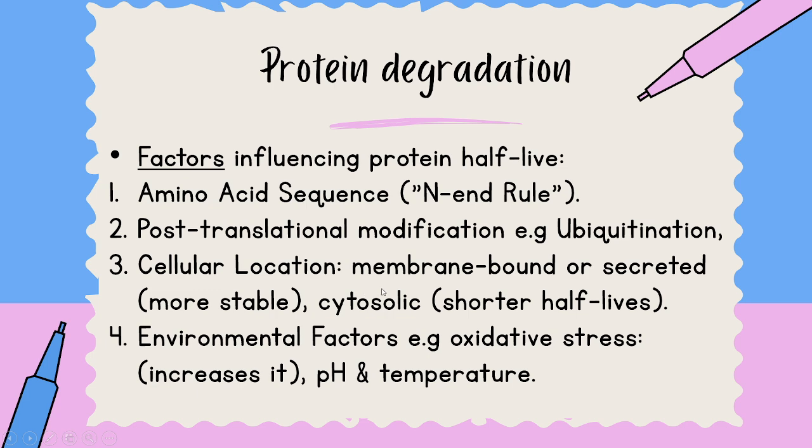The cellular location of the protein itself matters. For example, membrane-bound and secreted proteins are more stable, so they have longer half-lives, while cytosolic proteins generally have shorter half-lives. Environmental factors such as oxidative stress, pH, and temperature can also influence the half-life of the protein. For example, oxidative stress is going to increase the rate of protein degradation, so it will decrease its half-life.